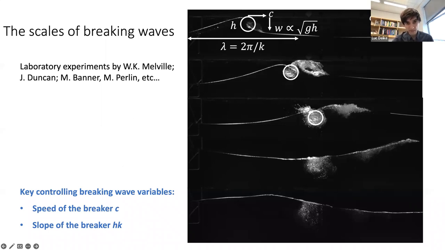And what various people have found through these experiments is that the order one physics of a breaking wave can be described by the speed of the breaker, so the speed of the crest at the moment where the wave breaks, and the slope of the breaker, so the ratio of the amplitude over the wavelength. With these two pieces of information, there are lots of things that you will be able to say if you are interested in the order one quantities.